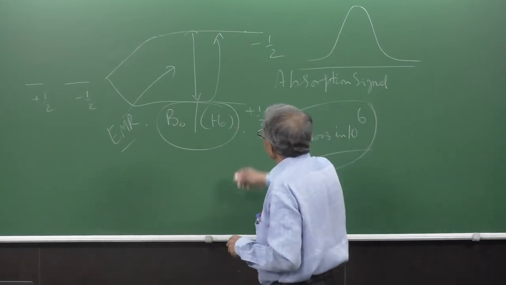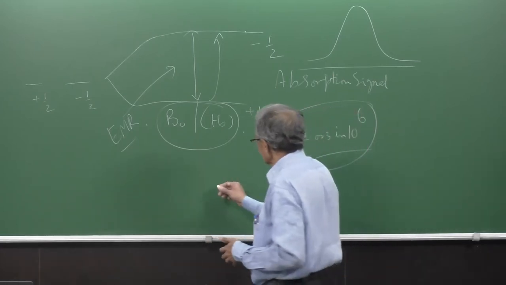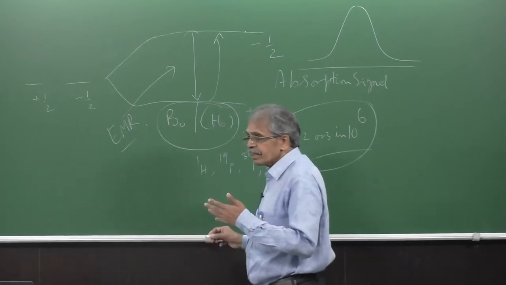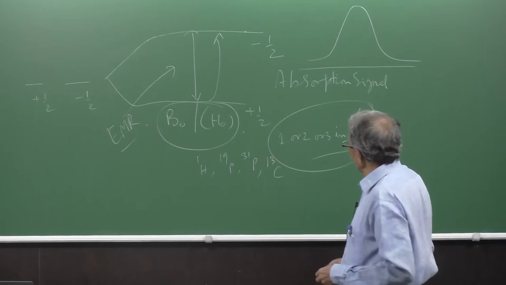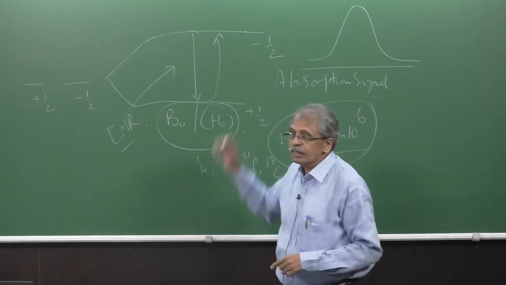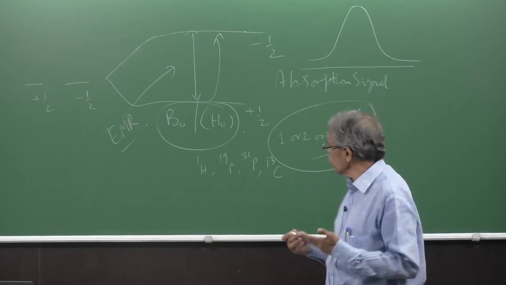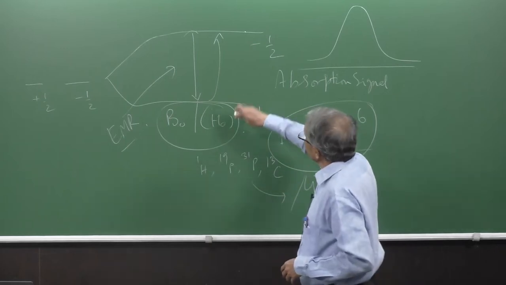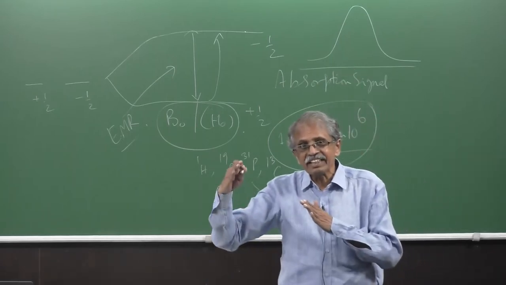Even if you take the spin half itself, different kinds of nuclei are there. For example, 1H, 19F, 31P and 13C, all of these have spin half. So will they all have the same frequency where they absorb the energy? No, because they have different gyromagnetic ratios, they have different magnetic moments. That is the mu. The mu value for each one of these is different. Therefore, the absorption signal will occur not at one place, but at different frequencies.